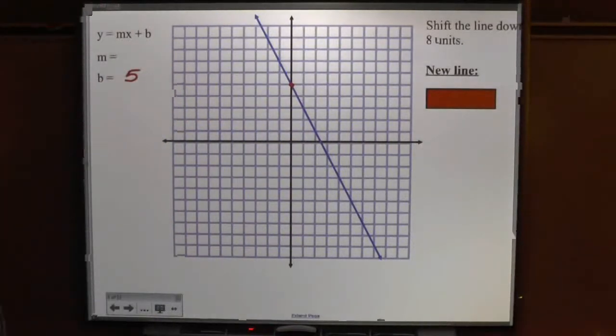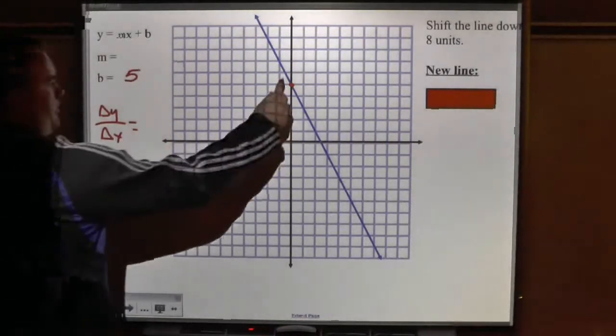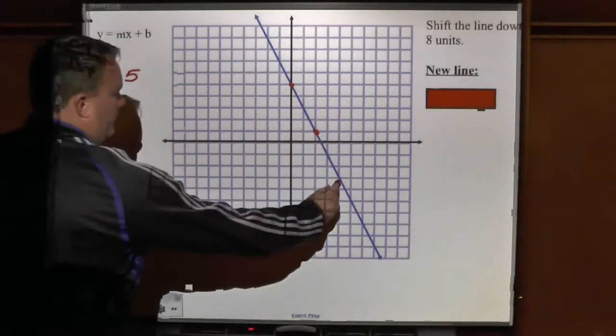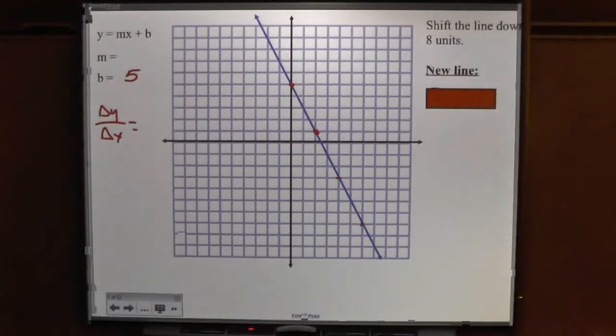(0, 5). Now we need to find the slope of that line. Remember how we write the slope: change in y over change in x. We need 2 points. Here's another point right here. You can pick other points, there's one down here, there's one down here. You can pick them all over, but you just need 2 points.